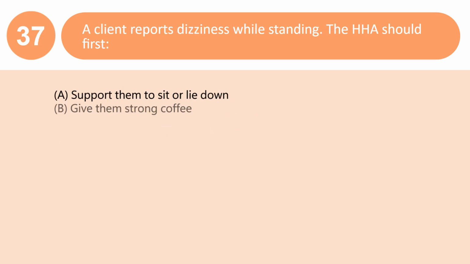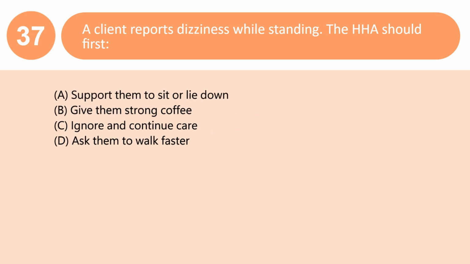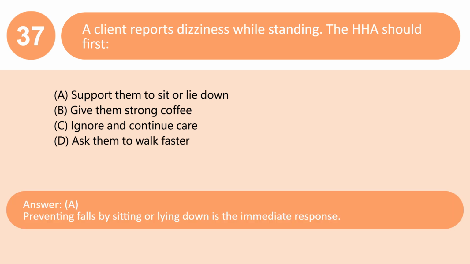A client reports dizziness while standing. The HHA should first: A. Support them to sit or lie down. B. Give them strong coffee. C. Ignore and continue care. D. Ask them to walk faster. Answer A. Preventing falls by sitting or lying down is the immediate response.